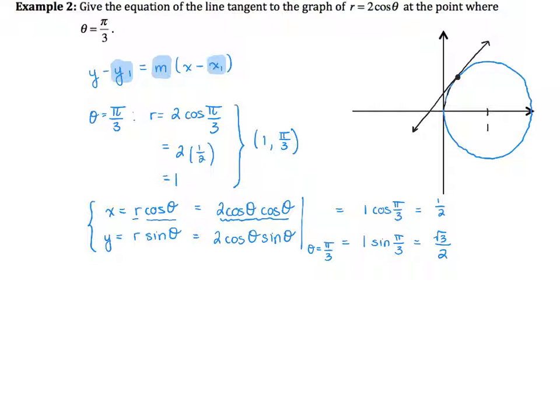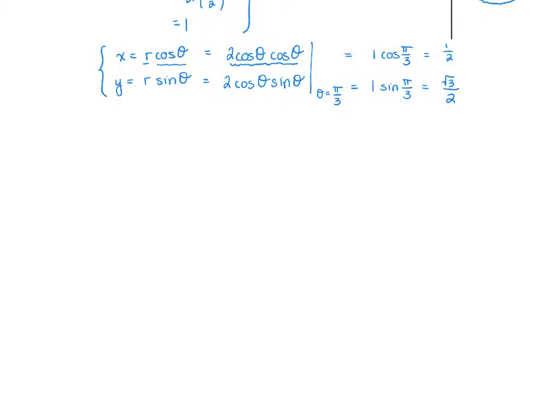And so now we can go ahead and plug these points back into the equation of the tangent line. So we have y minus root 3 over 2 equals, we still need m, so we're going to hold off on that, times x minus 1/2. So that's what we've got so far. Now we just need our slope, and this is where our derivative comes in. We basically need dy/dx evaluated at the point when theta equals pi over 3. But first we need dy/dx.